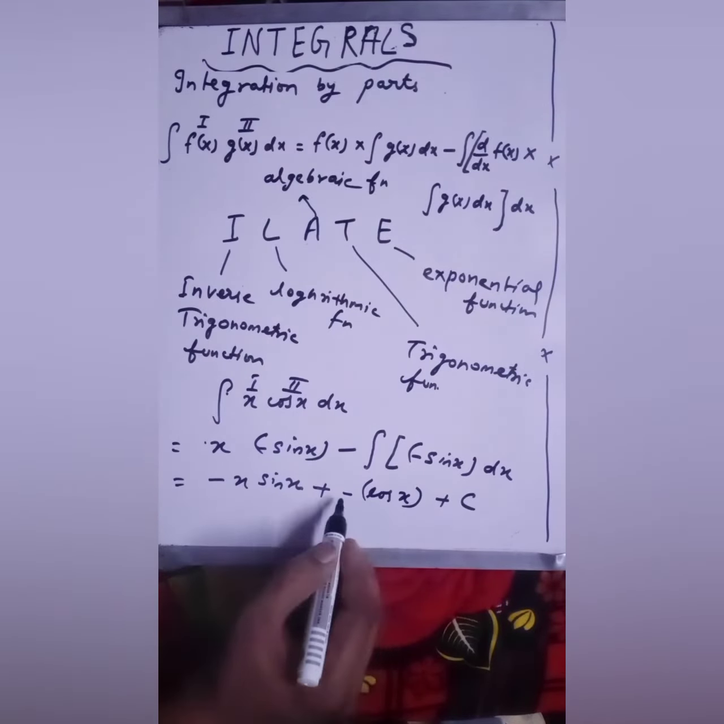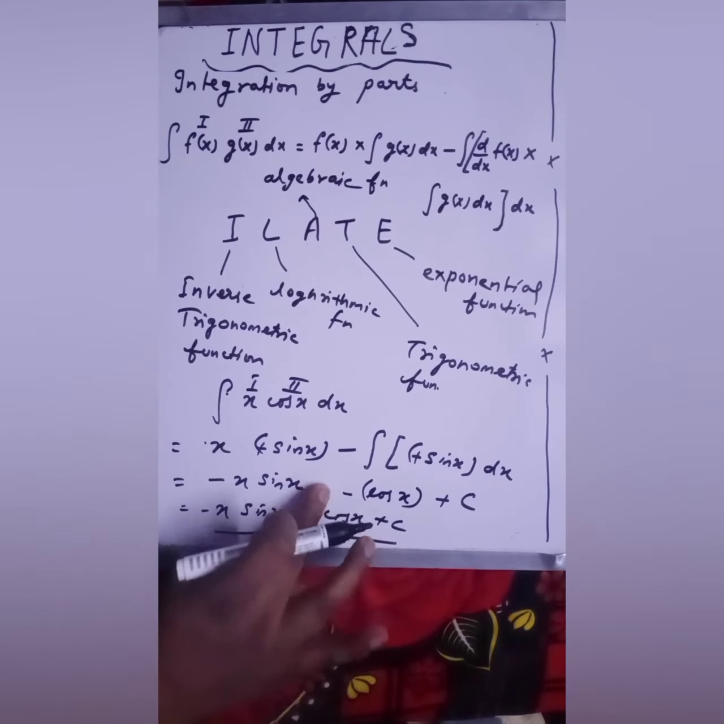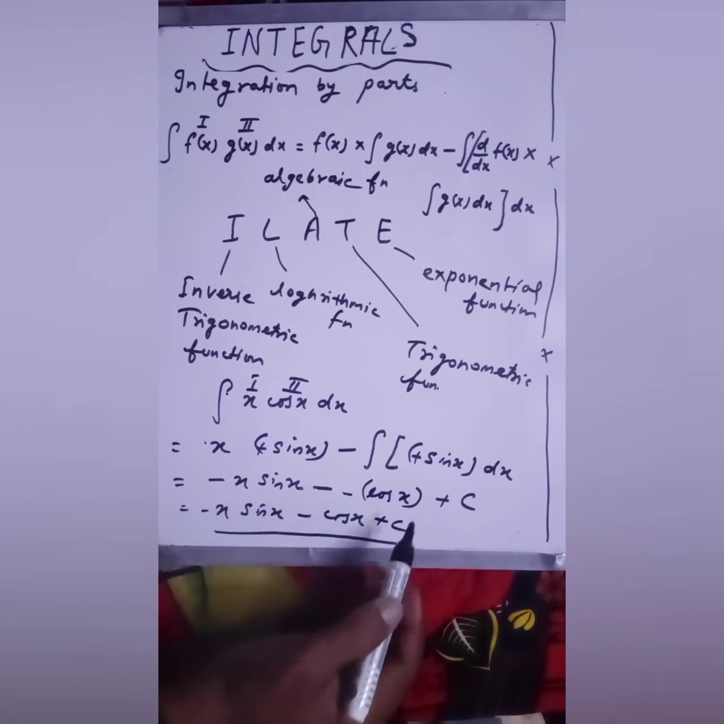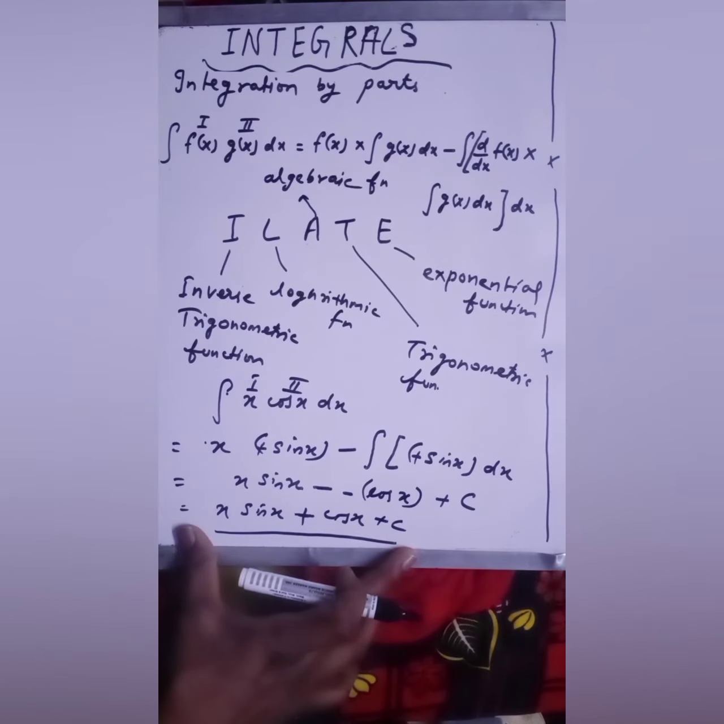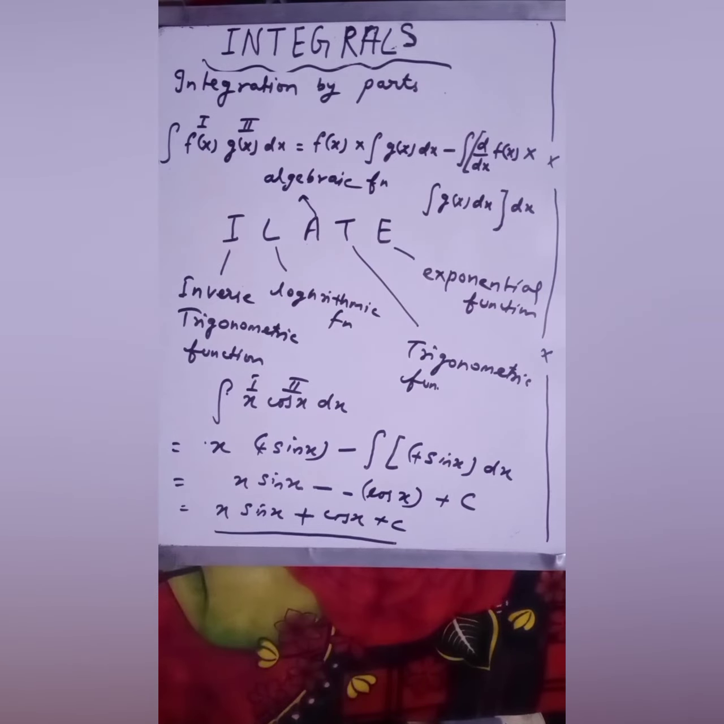See, the integration of cos x would be plus sin x, so you have to write plus sin x. And the integration of sin x would be minus cos x. So this minus sign comes with the negative already there, which makes it positive, and similarly this will be positive. So this is your final answer of this question. Got it, children? So this is how you can apply this concept.